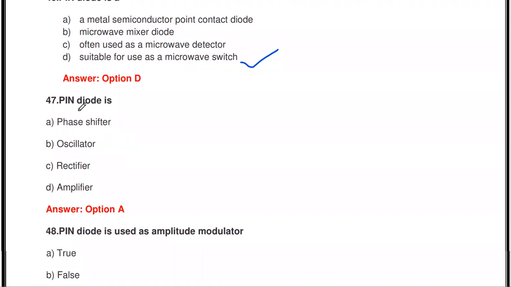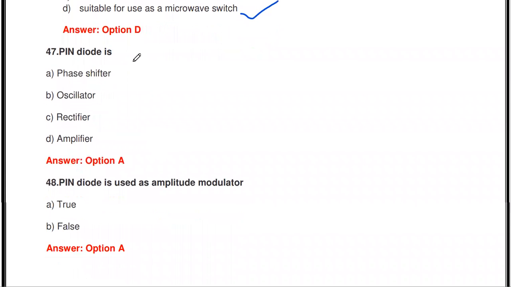Then the next one, the pin diode is dash. Phase shifter, oscillator, rectifier, amplifier. So the pin diode is also used as a phase shifter. It is used as a switch also. Similarly, it is used as a phase shifter. In order to produce the phase shift, we can use this pin diode.